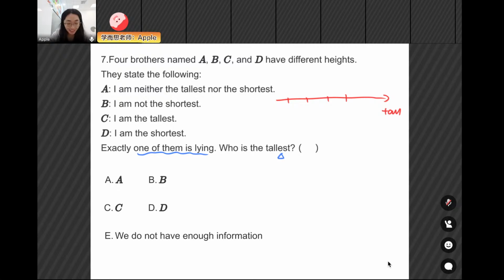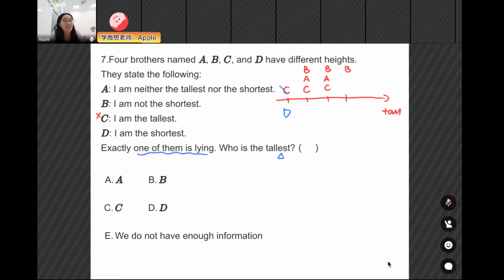Then what about C? C said, I am the tallest. So if C is the liar, which means C cannot be the tallest. If C is not the tallest one, maybe C is the second one, maybe the third one, maybe the shortest one, right? Let's analyze one by one. A said, I'm not the tallest or the shortest, so you can only put A in the middle. B said, I'm not the shortest, which means you can put B in the first 3 places. Then D said, I am the shortest. Okay, good. Now we can confirm D is the shortest, so it cannot be C.